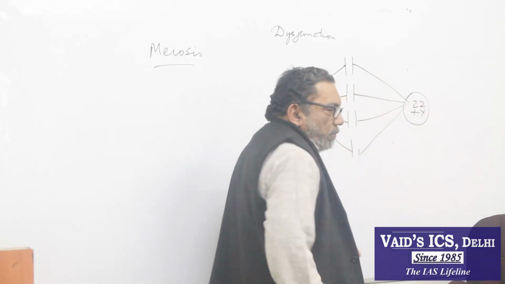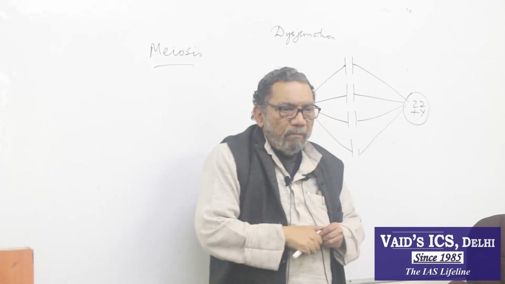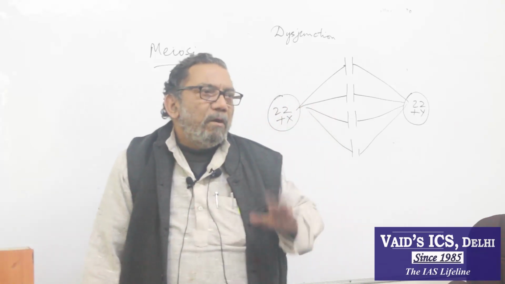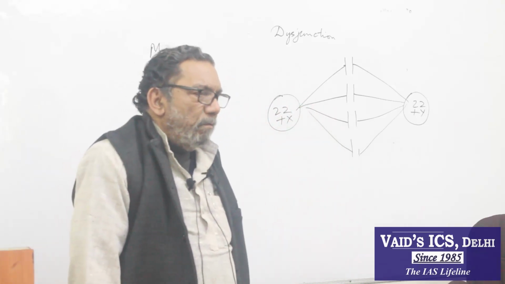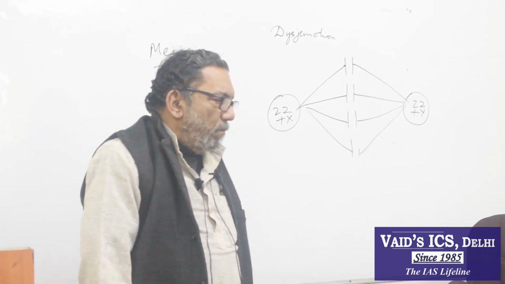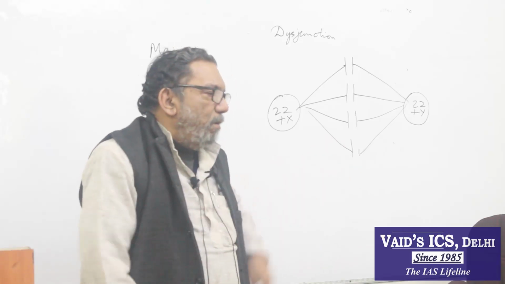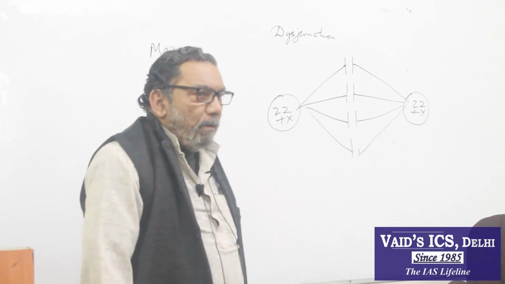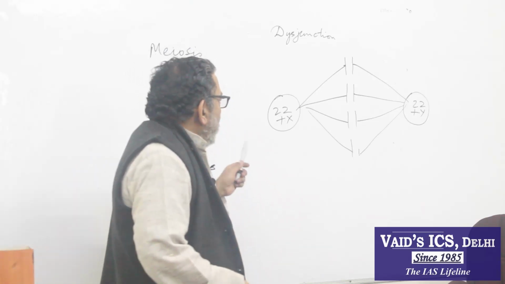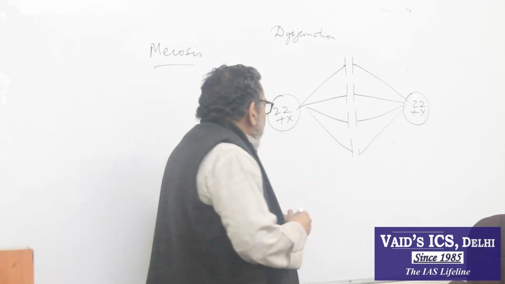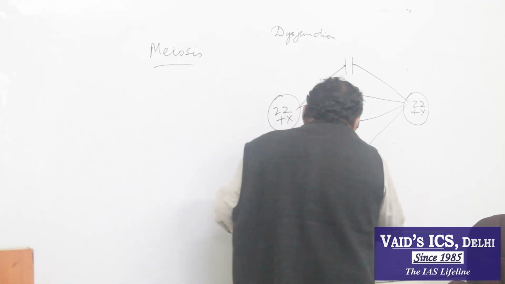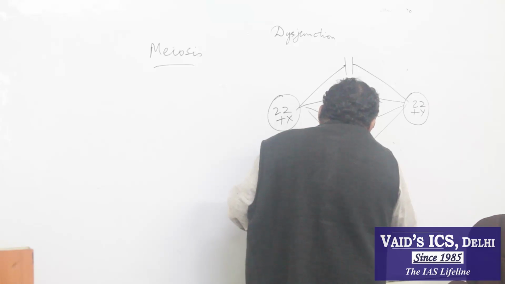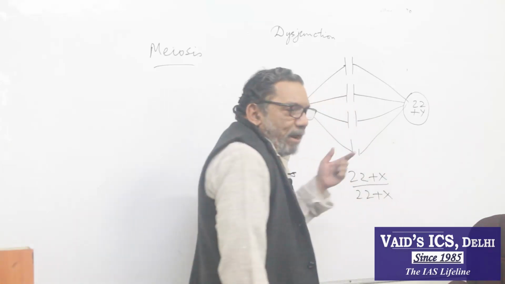Wherever any doubt, ask me again. Sir, all this is happening inside the nucleus, but the nucleus dissolves? Fine. This is in the case of males. In the case of females, what will be there? Each cell will have 22 plus X, because you have XX, both the X's.